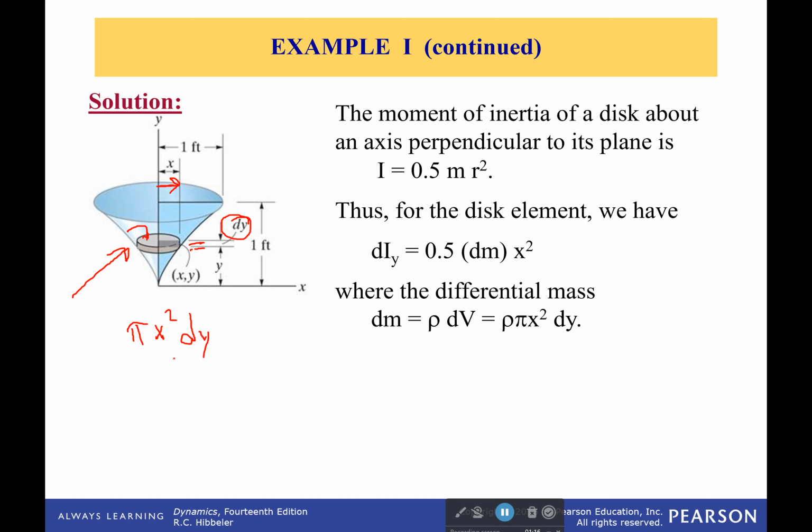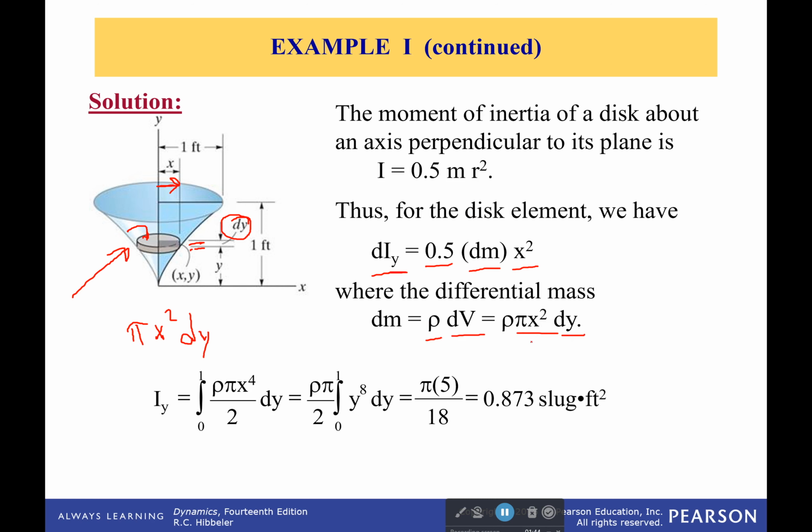Now, the issue we run into then is, when we start setting this up, our dI is going to be equal to 0.5 times that infinitely small mass times x squared. Okay, we know that we're good so far. We have to find the differential mass. That's simply going to be equal to my density times my volume element. And that's going to be equal to the area times the thickness. But still, we've got an x there, and we're integrating in terms of y. How do we get rid of it?